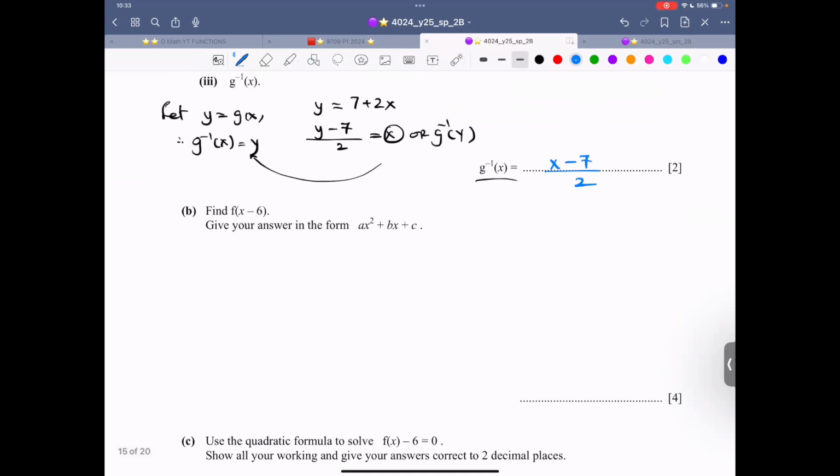Find f of x minus 6. f(x), let me write it again. f(x) is what?